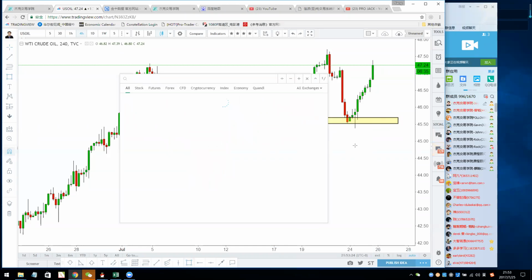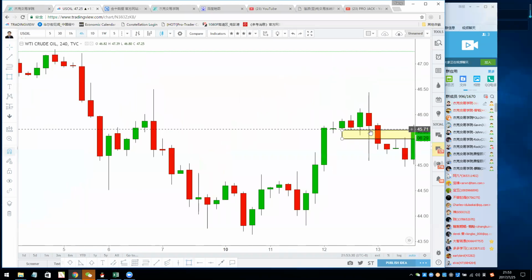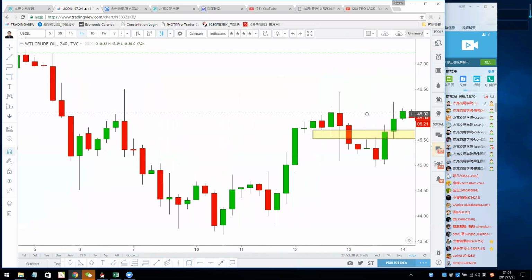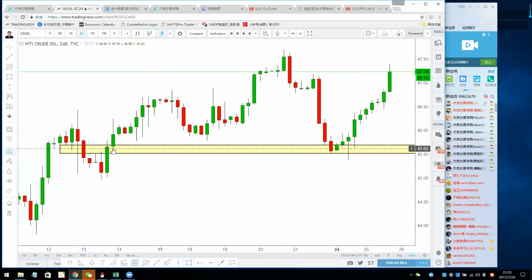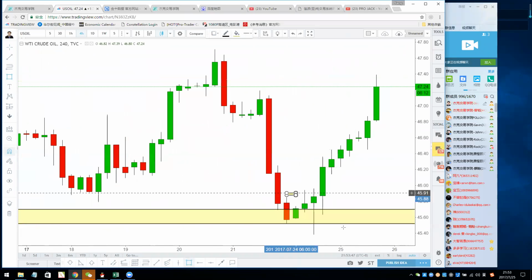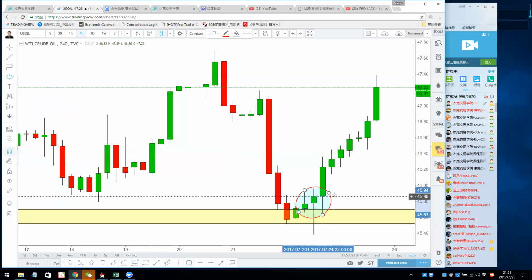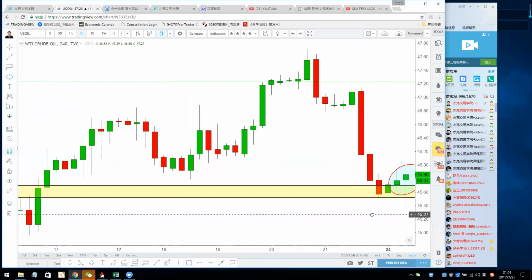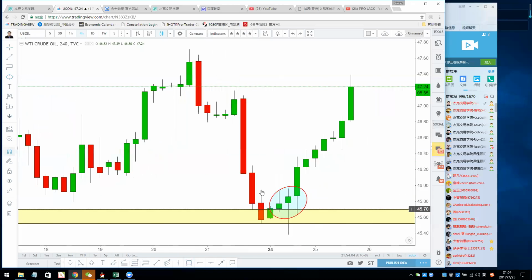You can see that previously this has been acting as support, broke down, and became resistance. Another candle tested it and still could not close above. There is another resistance, right? And then it breaks up and comes back into the same structure, and you can find this bullish pin bar here. After this pin bar, you can easily buy at the next candle, with a stop below 45.40, and now you have a very big win.